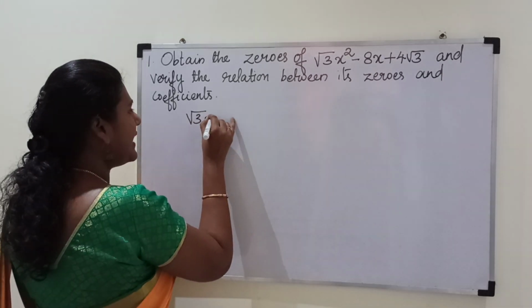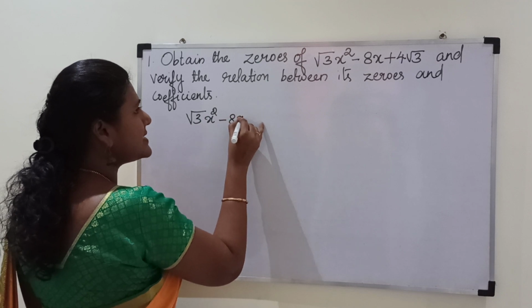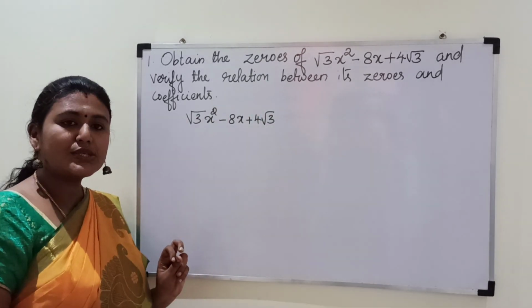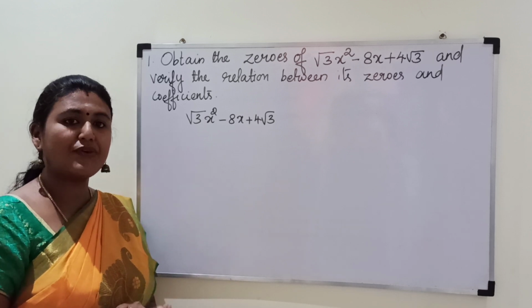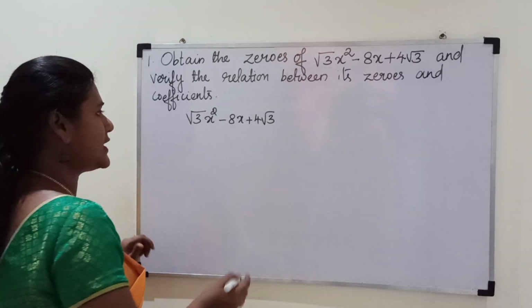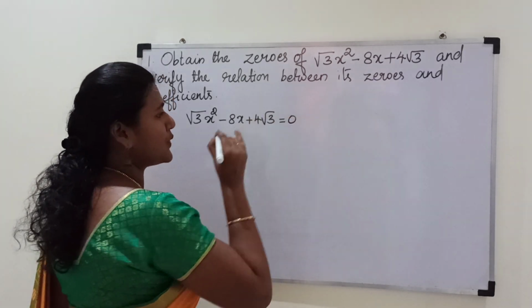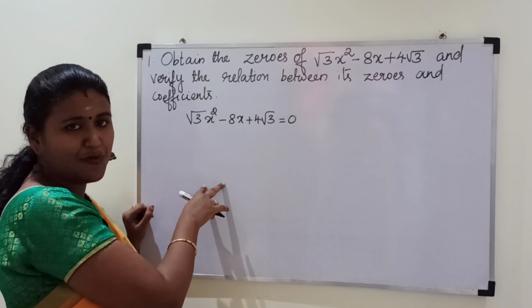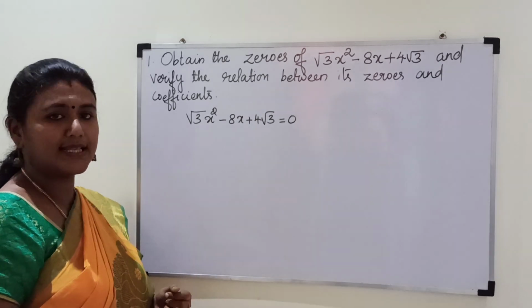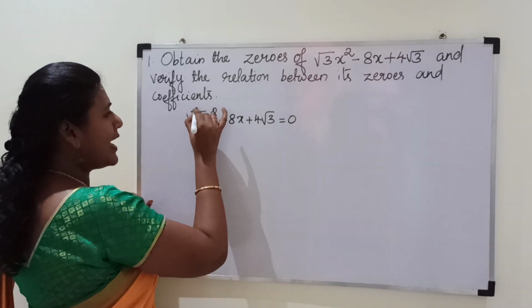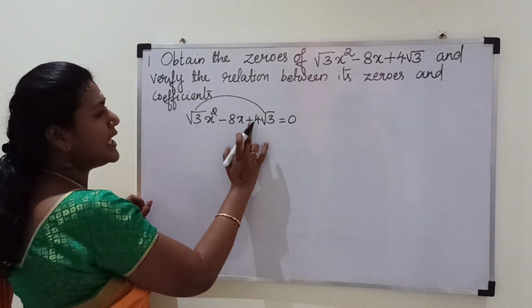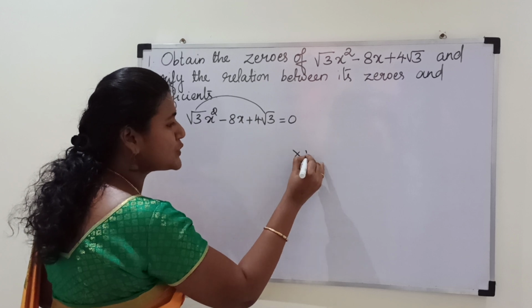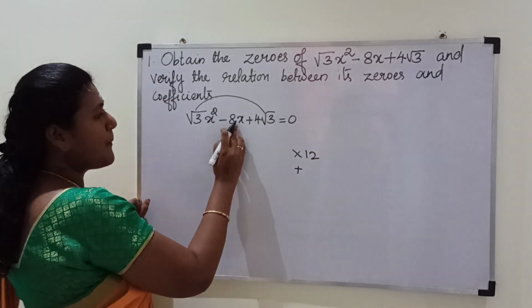So root 3x square minus 8x plus 4 root 3. You know the zeros are the values of x which make the polynomial 0. So we can equate to 0. Now this quadratic polynomial we have to factorize using splitting the middle term. So how do we do this? Root 3 into 4 root 3, so 12. So product is 12 and sum is minus 8.